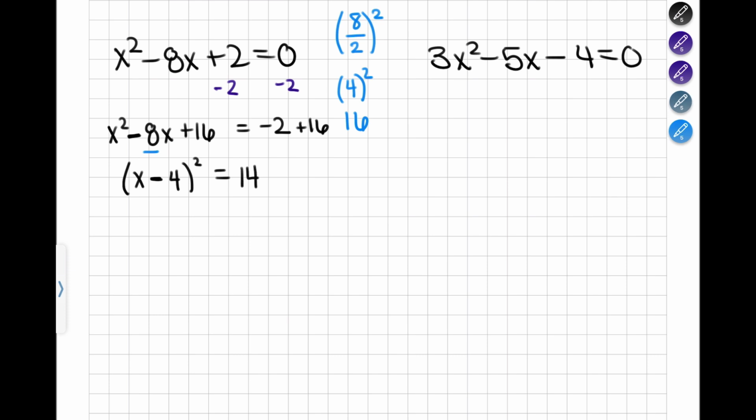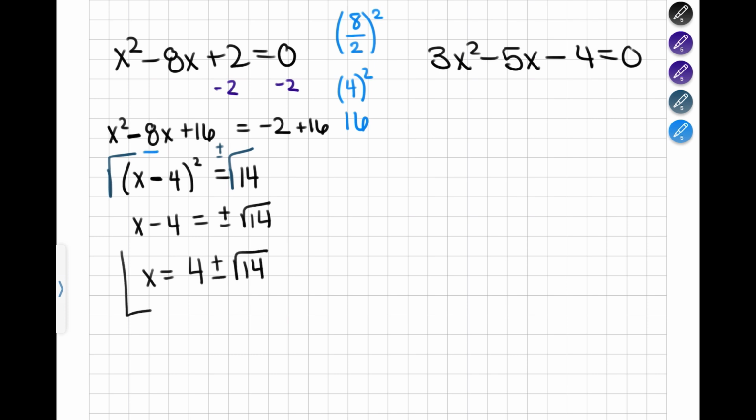And now we can use our square root method to finish. I take the square root of both sides. Don't forget the plus or minus. So x minus 4 equals plus or minus root 14. To finish, I'm going to add 4 to the other side. So x equals 4 plus or minus square root of 14. And there's my solution.